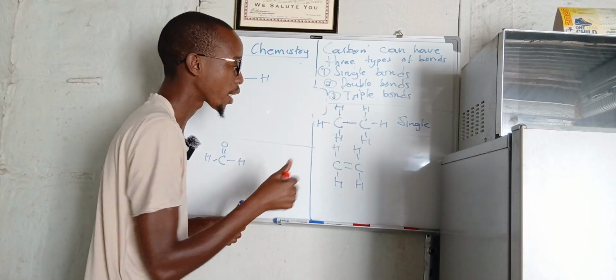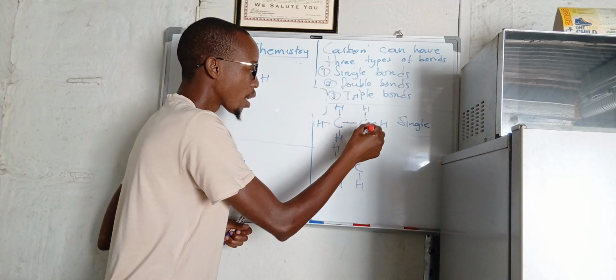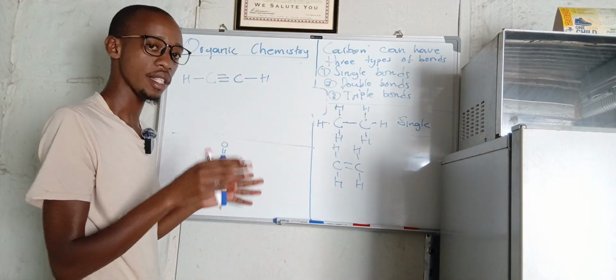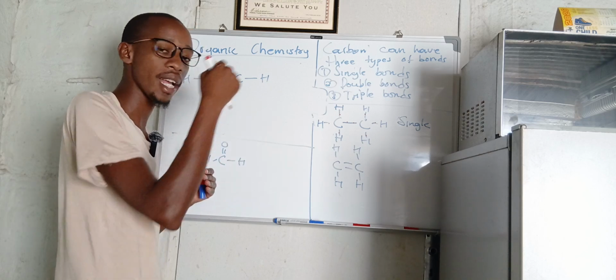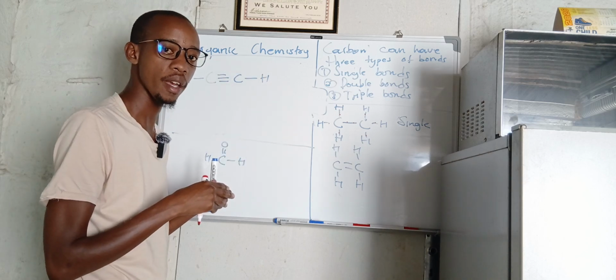Let's come to this carbon again. It's 1, 2, 3, and 4. So that simply means it is covered. We do not have to have 5 bonds for carbon because it will basically exceed the number of valence electrons it has.